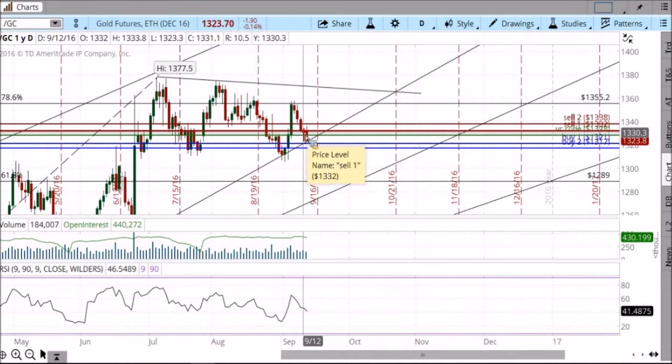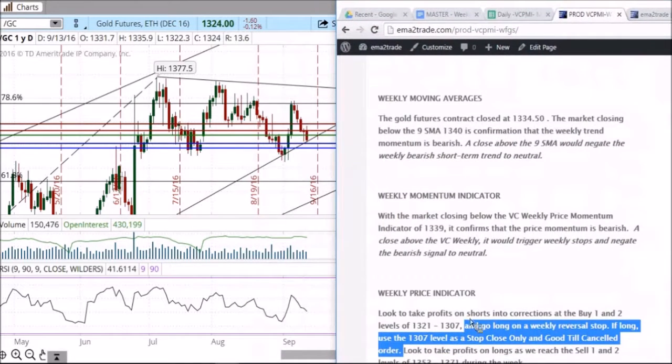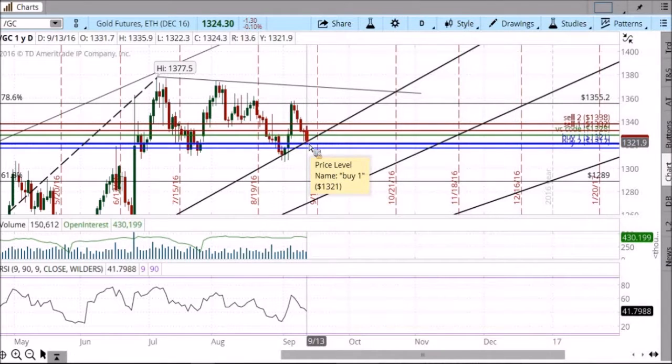Coming into this week, the sentiment was bearish, as I mentioned to you, and it told you to look to buy into 1301 to 1307, and we seem to be retesting yesterday's low of 1321.22. We seem to be right into this area of what we call harmonic timing.